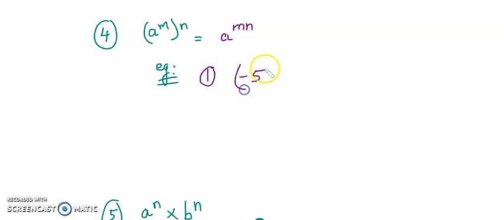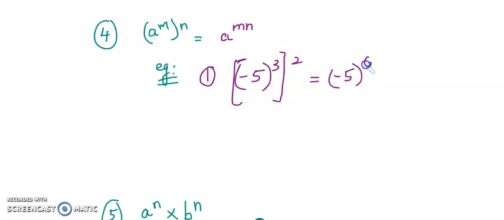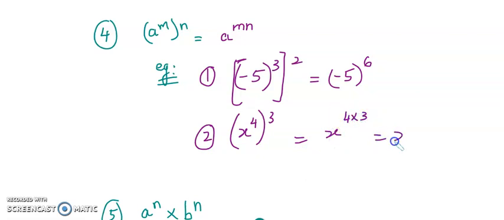Let's take that example. So negative 5 to the power of 3 to the power of 2. So what will happen? We'll write the base once and we'll multiply these two. So 3 times 2 directly 6. Let's write x to the power of 4 to the power of 3. So what we'll say? X to the power 4 multiplied by 3, which is x to the power of 12. Correct? So it's power of power.